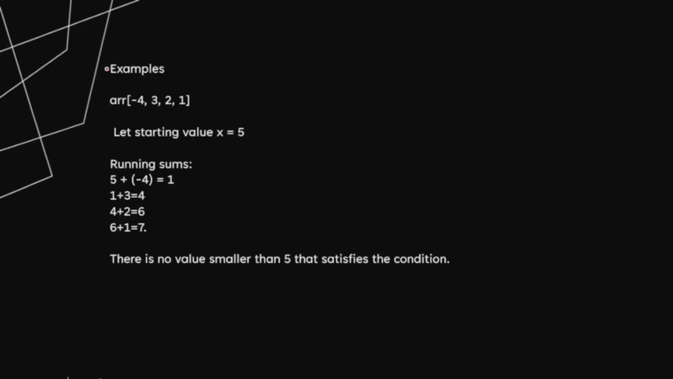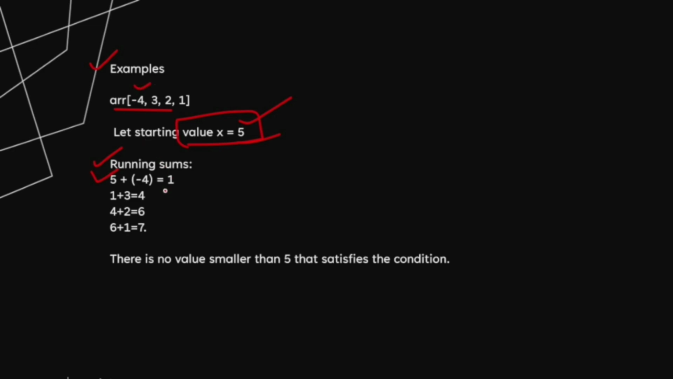So this is our first example. This is the array given to you. Suppose this is our x value. Although you have to determine this x value, suppose for now it is already given to us. So now you have to start your running sum calculation with this given x value. So 5 plus minus 4. Minus 4 is coming from our array. It is our first element, the 0th index position element.